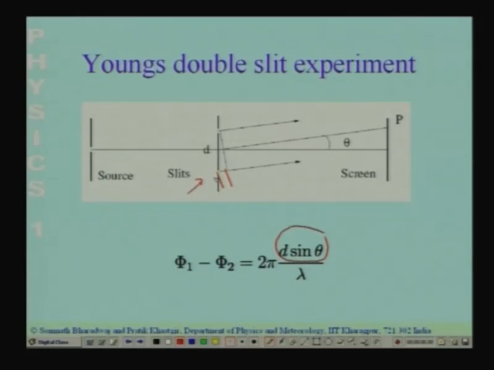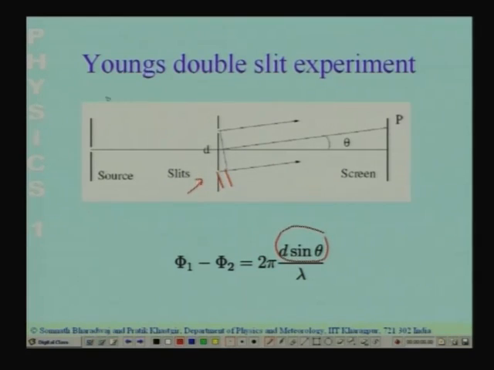This is the path difference, and we want to convert this path difference to a phase difference. So, to do that you have to multiply it by a factor of 2 pi by lambda. A path difference of lambda corresponds to a phase difference of 2 pi. So, you divide it by lambda and multiply by 2 pi, that will tell you the phase difference between the wave coming from here and the wave coming from here. So, the phase difference between these two waves is 2 pi d sin theta by lambda.